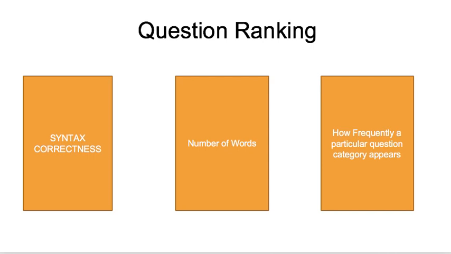Next we determine how we will rank these questions. The first criterion is syntax correctness. We will give higher scores to questions with the correct syntax and eliminate questions with completely incorrect syntax. The second is number of words. Our intuition is that if a question is too big or too small, it is probably not a very good question. The third criterion is how frequent a particular question category is. Our intuition is to prioritize questions from a category which has fewer overall questions. For example, if we form 50 questions from the binary question category but only 3 from the how question category, then we imagine that those 3 how questions would be more profound.